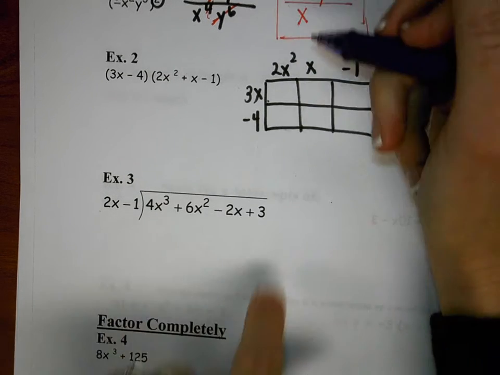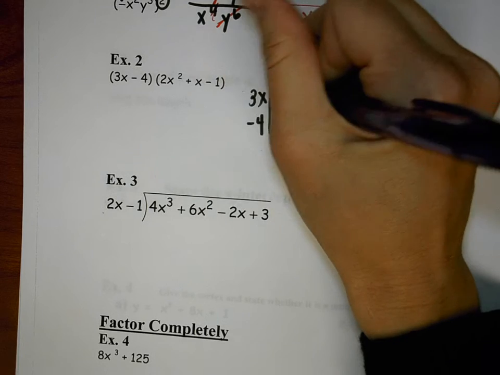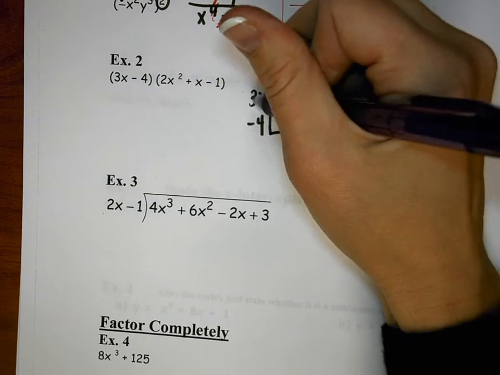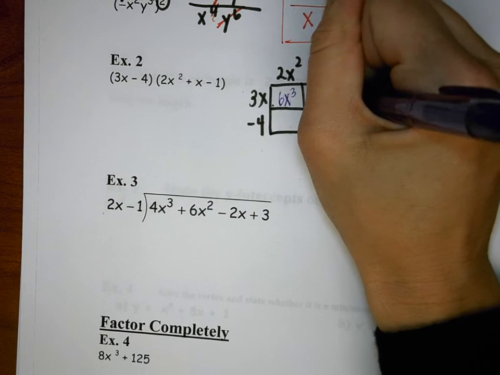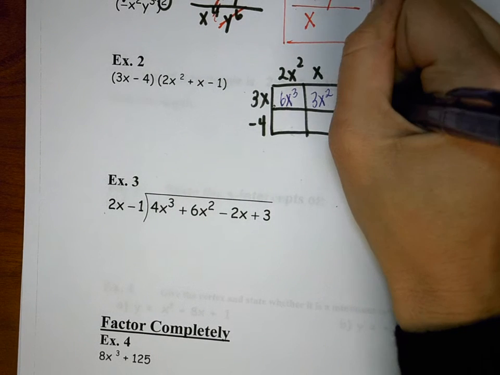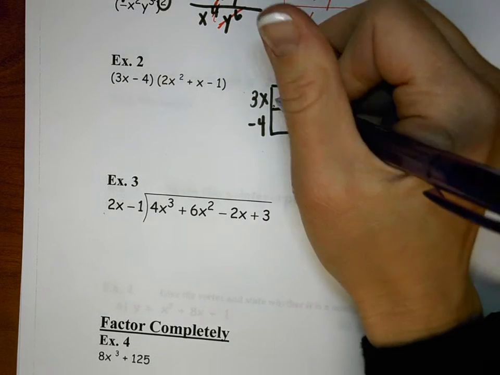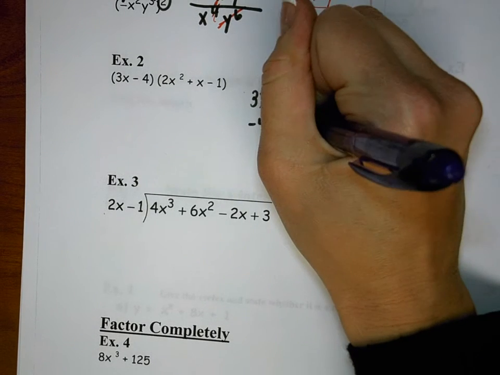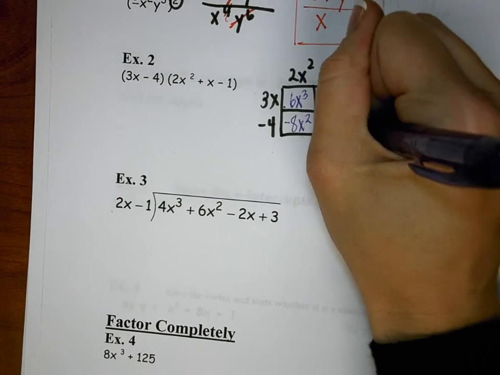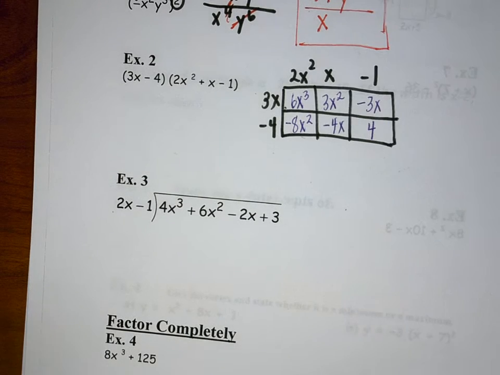So then we're going to go ahead and multiply through. So this first box here, 3x times 2x squared is going to give me 6x squared. Perfect. 6x to the third is correct. 3x times x is 3x squared. 3x times negative 1 is good, negative 3x. Negative 4 times 2x squared is good. Negative 4 times x is, and negative 4 times negative 1 is positive 4.